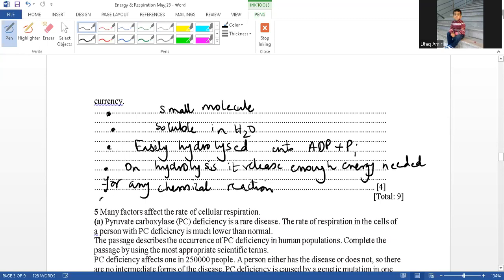I told you that it's stable at a wide range of pH as well. The ATP molecule is stable at a wide range of pH, so that's another plus point of ATP. It's small, it's soluble in water, it's easily hydrolyzed back into ADP and phosphate. On hydrolysis, it releases enough energy needed by any chemical reaction, and it's stable at a wide range of pH, and it is made by ATPase, but that is not needed. The main points are all being discussed.